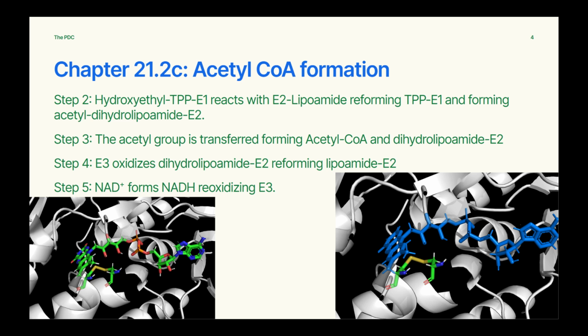E3, or dihydrolipoyl dehydrogenase, is made up of an FAD core, highlighted in blue, as well as an intramolecular disulfide bond. It uses this disulfide bond as an oxidizing agent to reform the E2 lipoamide complex, leaving reduced E3 that contains two sulfhydryl groups. FAD then acts as an oxidizing agent to reform the disulfide bond of E3, leaving a bound FADH2. This FADH2 is reoxidized by NAD+, leaving catalytic E3, NADH, and a proton.